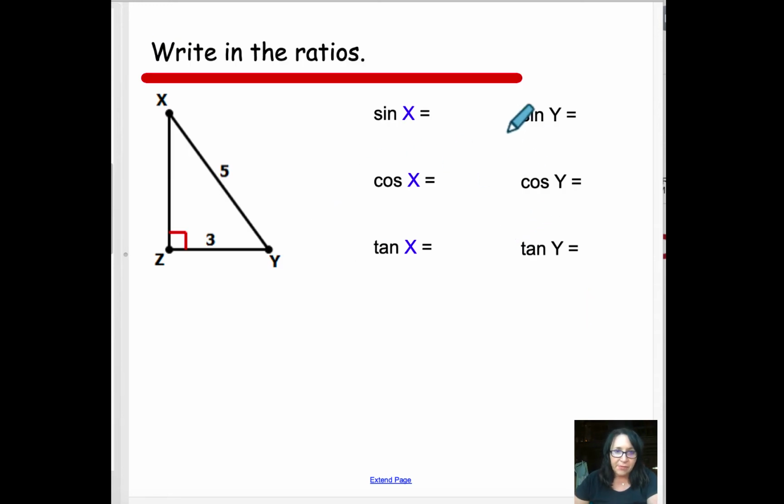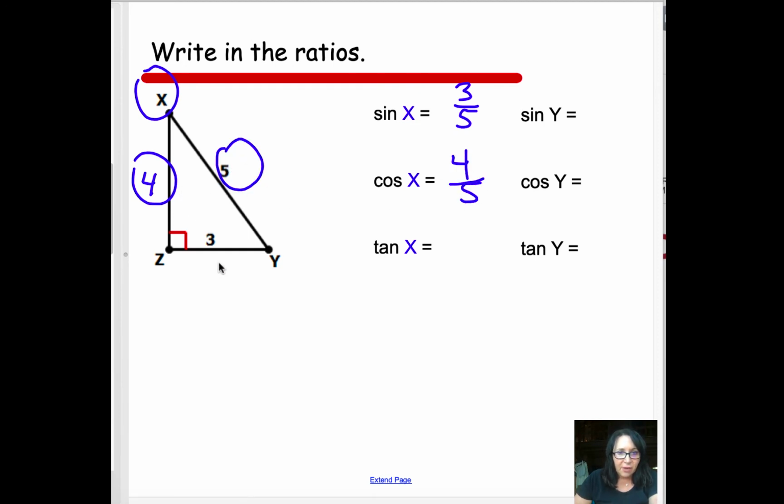So for these problems here, we're just going to write a ratio. But before we do that, I noticed that they omitted a side. So I'm going to put that in. That's a 3, 4, 5 again. So sine of x, so you're up here. Sine is opposite over hypotenuse. So that's 3 over 5. Cosine of x is adjacent over hypotenuse. So that's 4 over 5. And tangent is opposite, 3, over adjacent, which is 4.